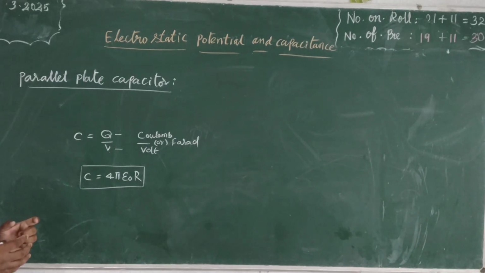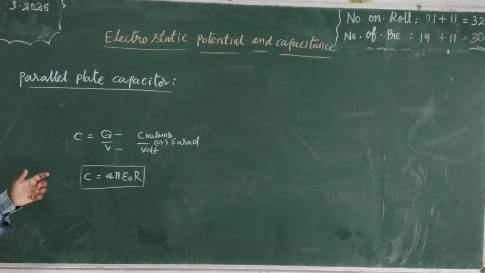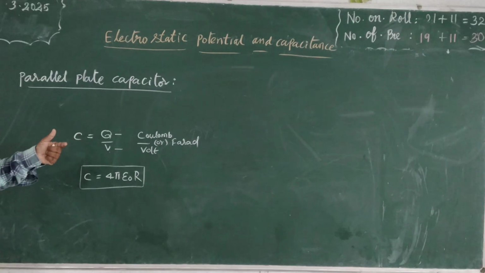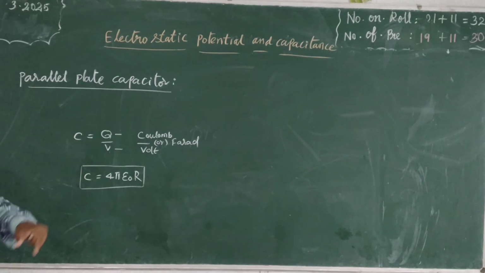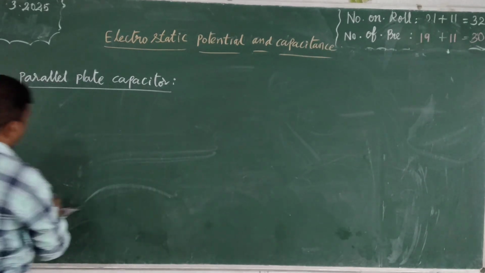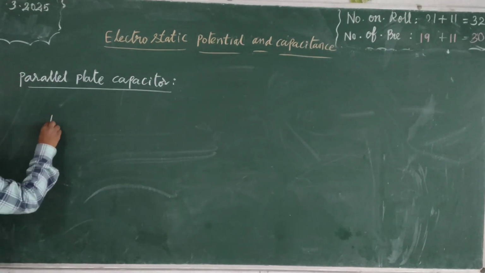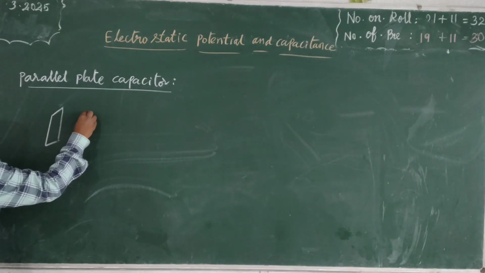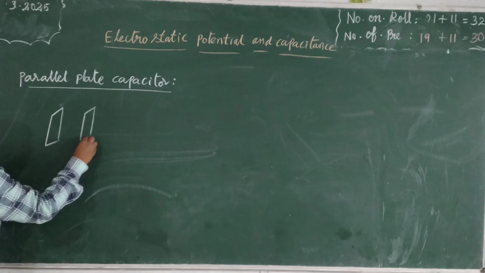Instead of spherical capacitors, parallel plate capacitors were introduced. In this one energy is bounded, whereas in spherical capacitors energy is distributed. Because of the distribution of energy, spherical capacitors are rejected and parallel plate capacitors are introduced. For example, in a parallel plate capacitor, see, there are two plates here. This is one plate, and one more plate here. This we call a parallel plate capacitor.